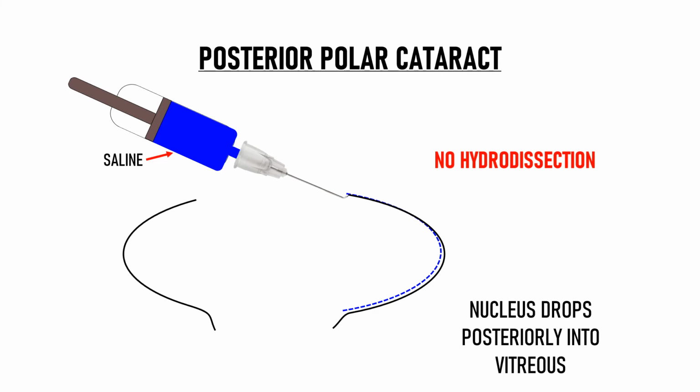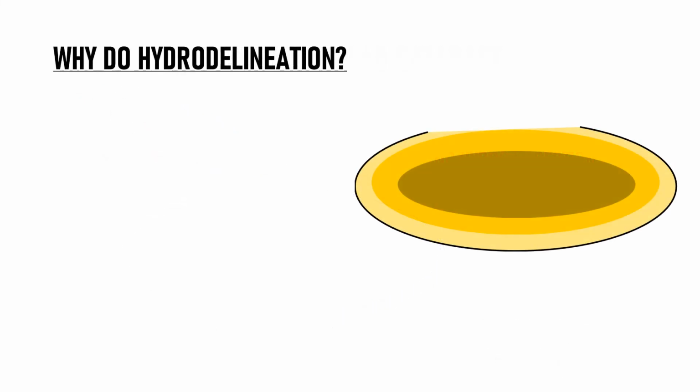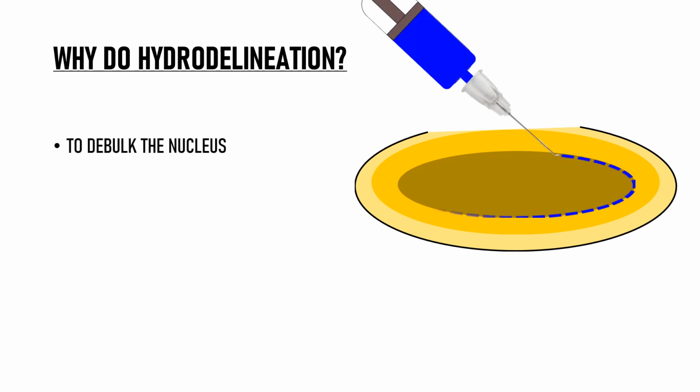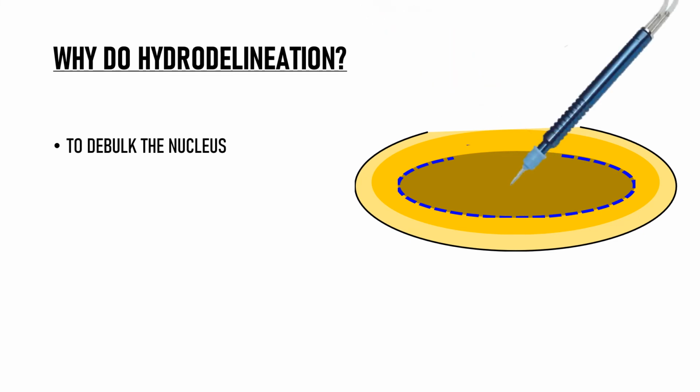Then the question arises, why do we do hydrodelineation anyway? So by doing hydrodelineation, we debulk the nucleus. We separate it into layers and it is easier to remove it in layers and it reduces the phacoenergy that is dispensed during cataract surgery because we use our phacoenergy majorly to emulsify the endonucleus.